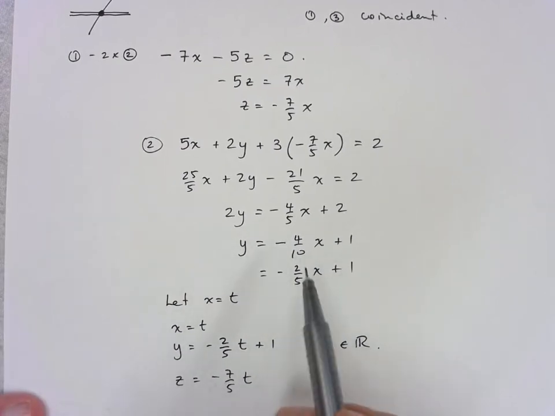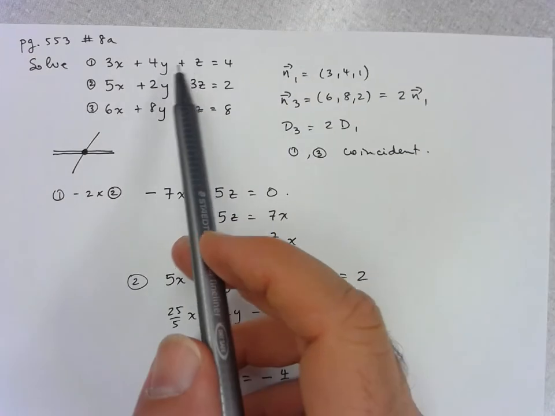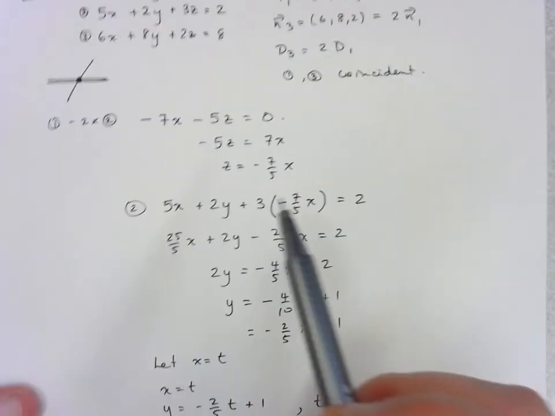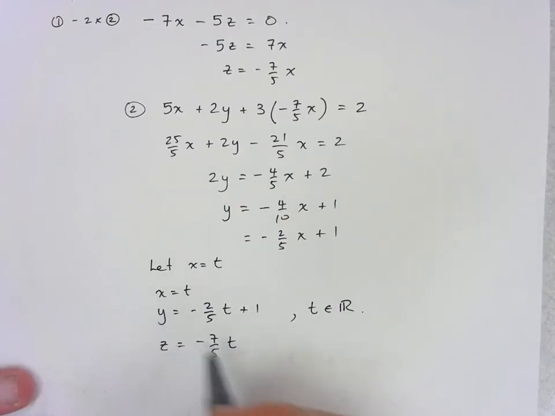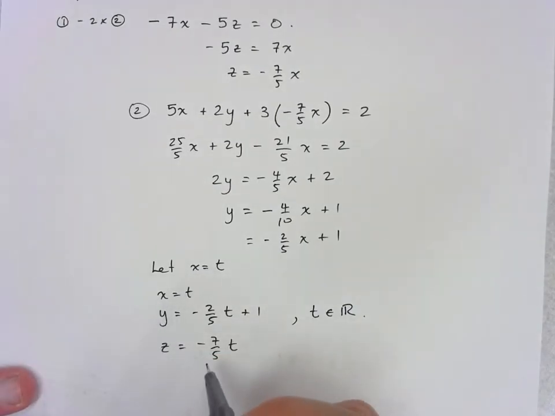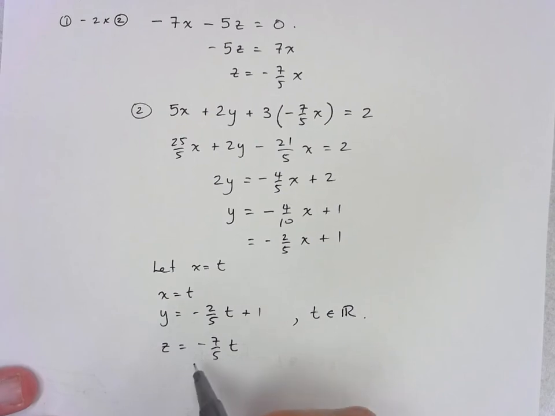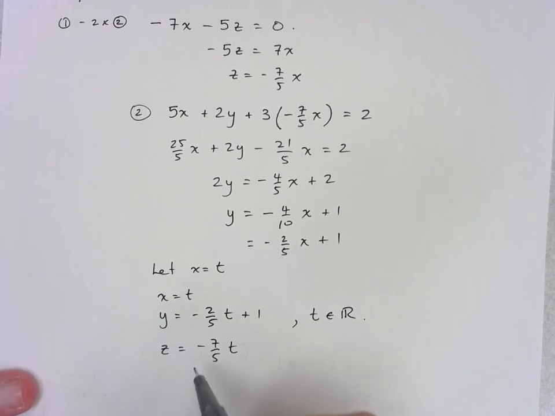Depending on what you chose to eliminate first and what you chose to write in terms of, your equation will look different. One test would be to check that the direction vectors, whatever form you have, should always be parallel. And if they are, chances are you got the right answer.